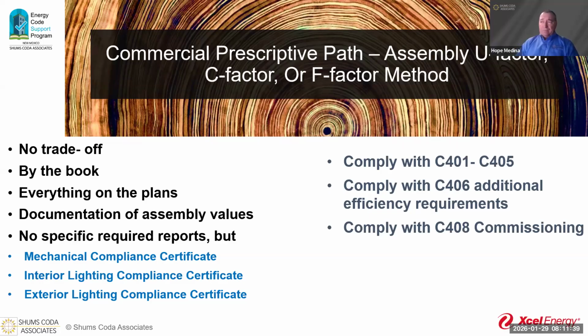Everything's got to be on the plans, and we have to have documentation of those assembly values. So we need to have the calculations and the drawings showing us how we got to those U values for the walls and the assembly portions of the walls. Once again, no reports are required up front, but if they want to give us the COMcheck for the interior lighting, the exterior lighting, mechanical lighting, we will absolutely take it. Just like the R value path, we need to make sure that we comply with C406 for our additional efficiency requirements. We also have to comply with C401 through C405. And as always, we need to make sure we get our commissioning on here.